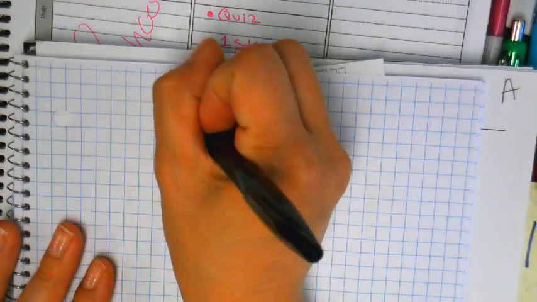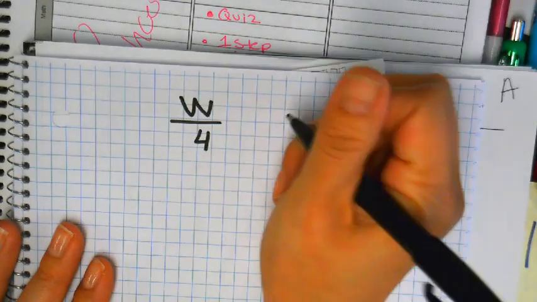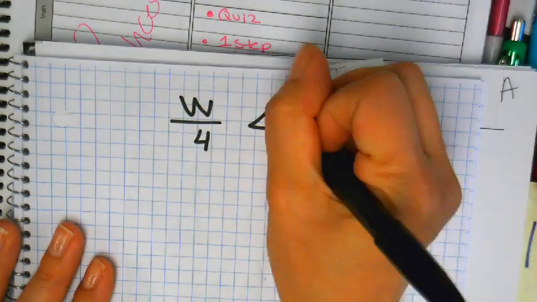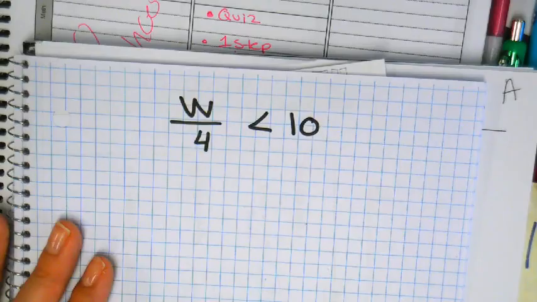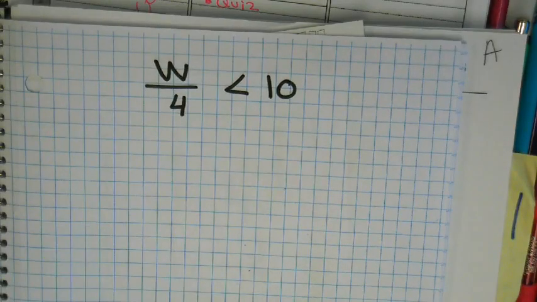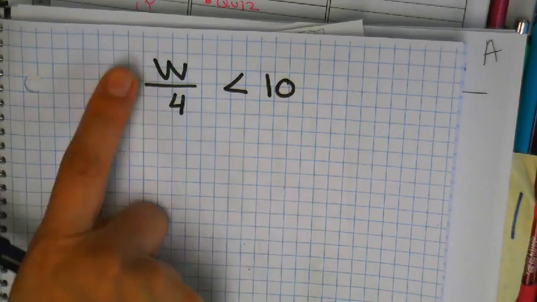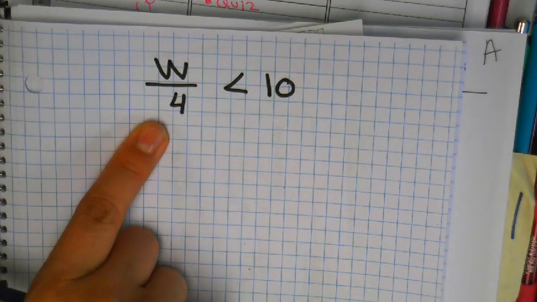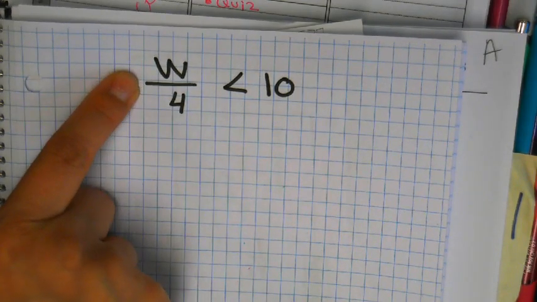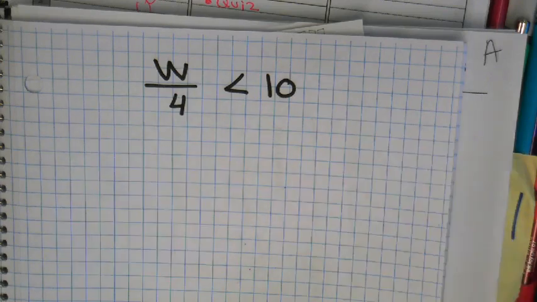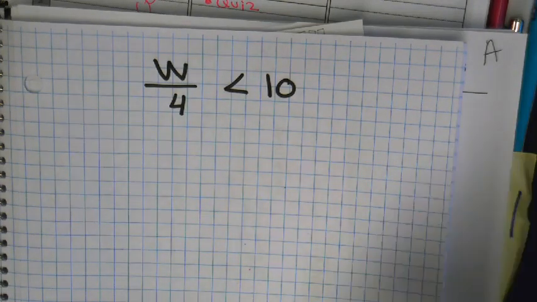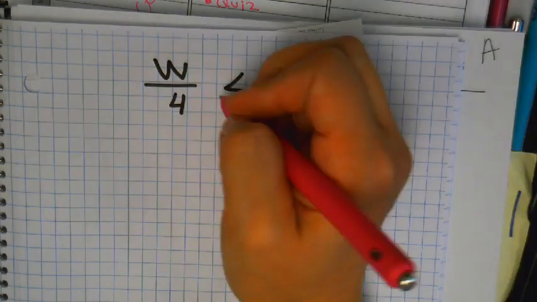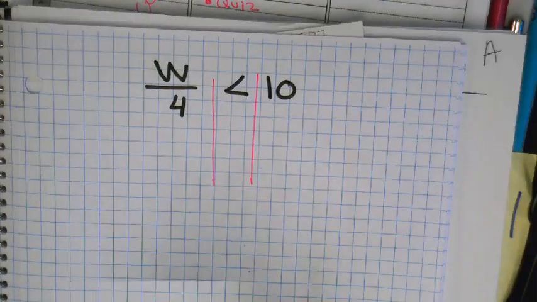So, division. What if it's W over 4 is less than 10? So this is how division looks. W over 4. It looks like a fraction. But this means division. So what are you going to do? How do you break up division? Turn it into multiplication. Here's how you show multiplication.